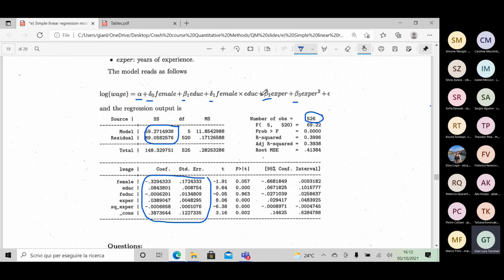Exper is the estimate of beta 2, so it is beta 2 hat. Expersq, the square of experience, is beta 3 hat, that is the estimate of beta 3. Cons is the constant, what we call beta 0 in our simple regression model, and here it is called alpha. In particular it is beta 0 hat, or if you want, alpha hat. So these are the estimates.